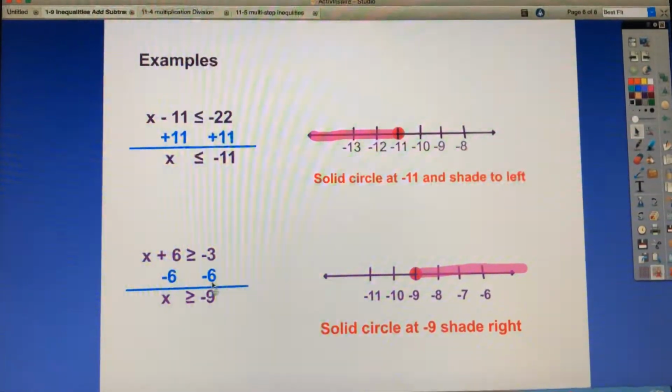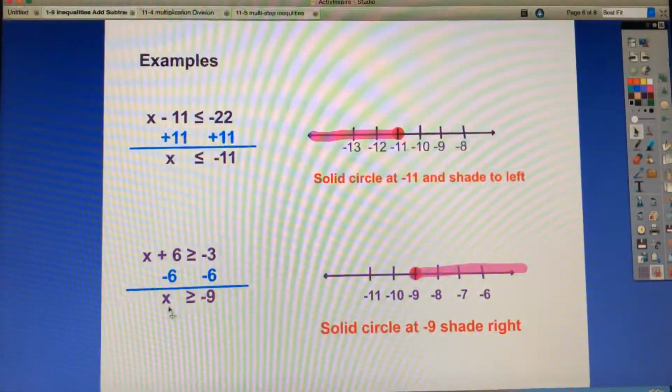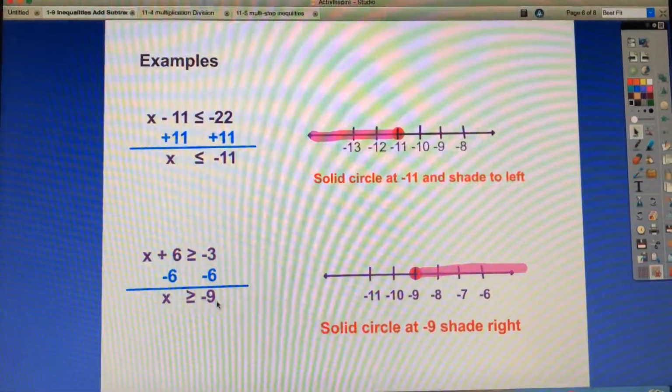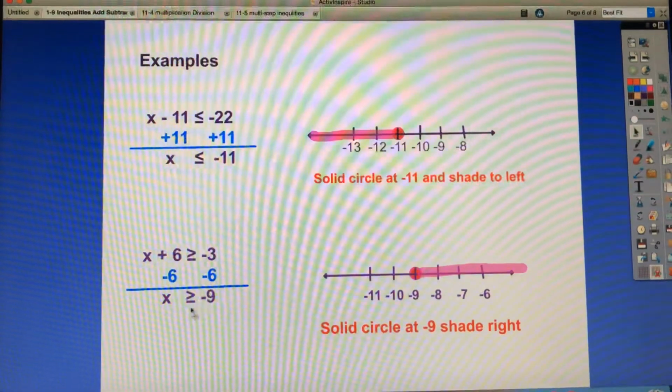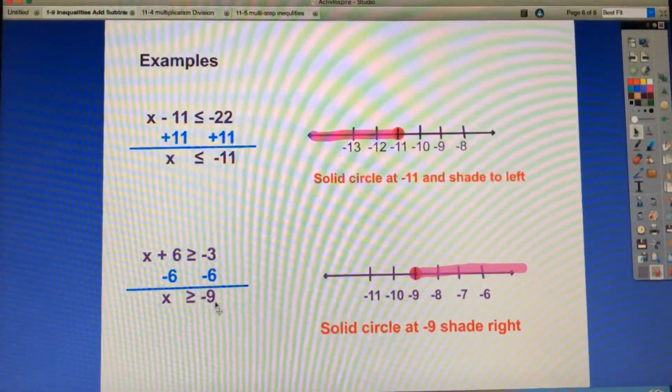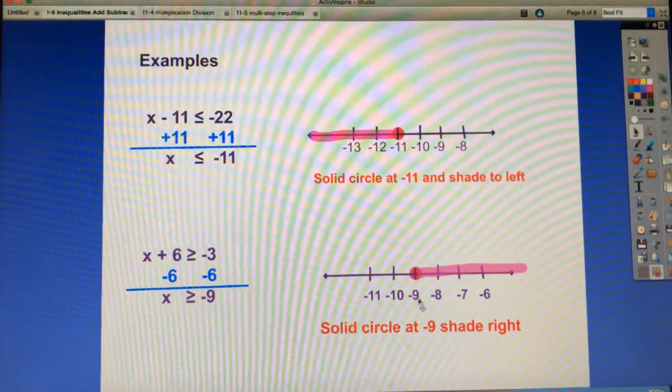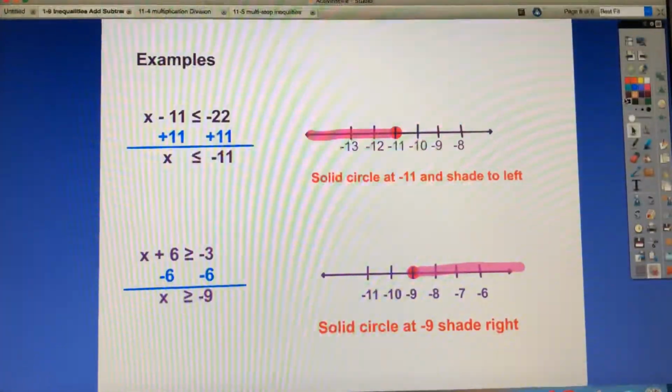Subtract 6 from both sides. I isolate the x. Negative 3 and negative 6 make a negative 9. X is greater than or equal to negative 9. Solid circle at negative 9, greater than, shade to the right.